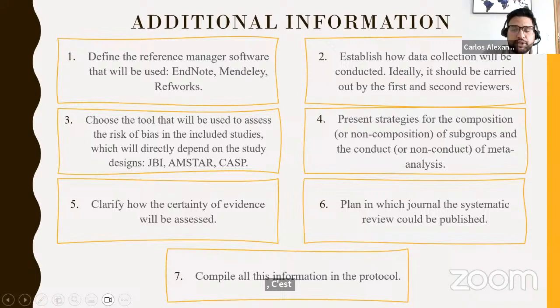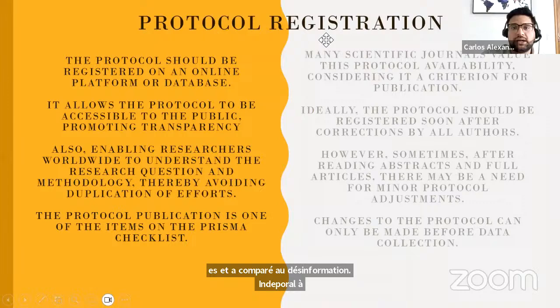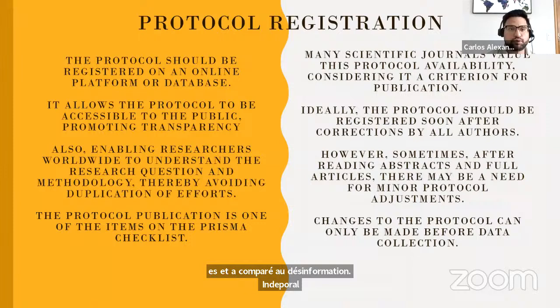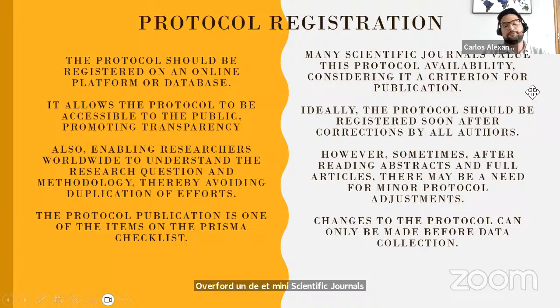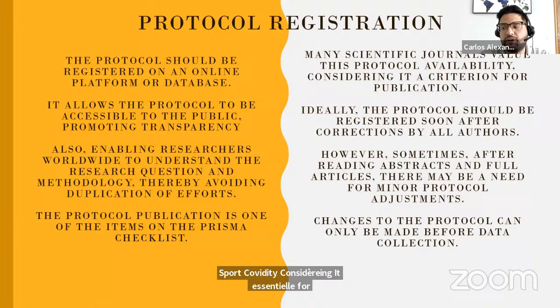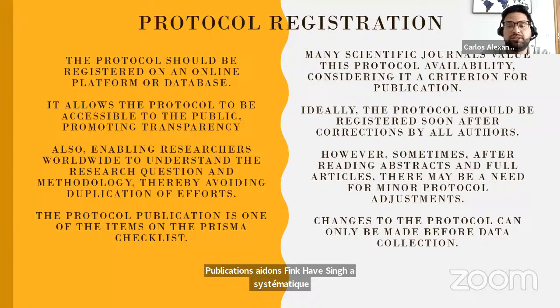Talking about the protocol, it should be registered on an online platform or database such as PROSPERO, which allows the protocol to be accessible to the public, promoting transparency, which is very important in systematic reviews. It also enables everyone to understand the research question and methodology in detail, and to avoid duplication of efforts. The protocol publication is one of the items on the PRISMA checklist, and many scientific journals value this protocol availability, considering it essential for publication. So I don't think I've seen a systematic review published in a high-level journal in which they didn't have a protocol published somewhere.